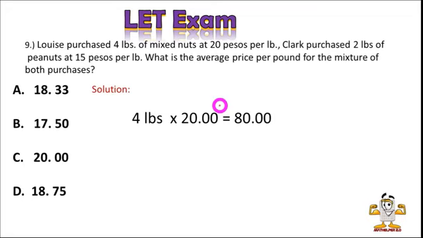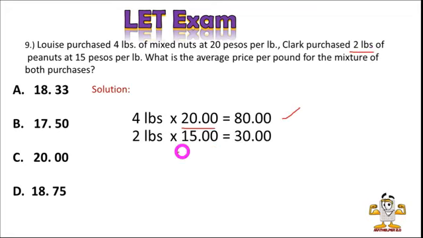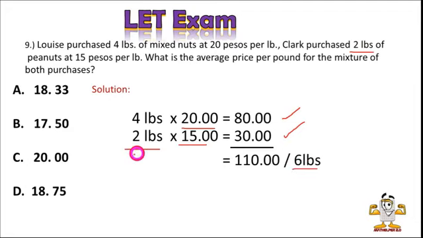Louis bought 4 pounds, which costs 20 pesos. So, 4 times 20, so 80 pesos. While Clark purchased 2 pounds of peanuts at 15 pesos. So, in all is 30 pesos. So, add mo natin, yung total cost niya is 110 at 6 pounds. Dahil 6 pounds lahat niyang pinamili.